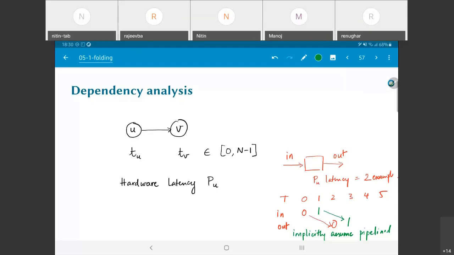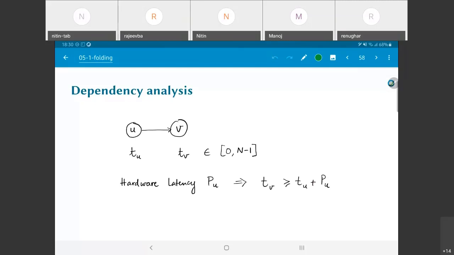But once again, like I said, the main thing as far as our dependency analysis is concerned right now is just to find out the relationship between TU and TV. And for that, I don't even care about whether the hardware is pipelined or not. I only care about its latency, P subscript U. And the constraint that applies is TV must be greater than or equal to TU plus PU. This is a very natural and intuitive thing to understand. All that I'm saying is, V can start executing only after U has completed. When does U complete? Well, U started at time TU. It had a latency of PU. So TU plus PU is the time when it finishes. TV can start anytime after that.